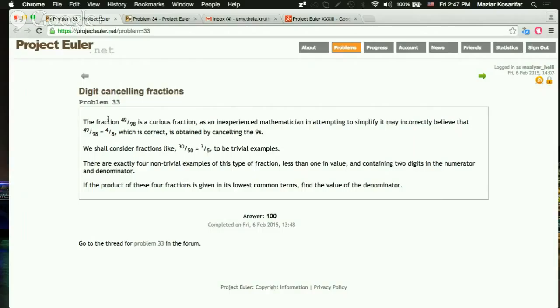We shall consider a fraction like 30 over 50, which is equal to 3 over 5, to be a trivial example. There are exactly 4 non-trivial examples of this type of fraction that are less than 1 in value and contain 2 digits in the numerator and 2 in the denominator. If the product of these 4 fractions is given in its lowest common terms, find the value of the denominator.